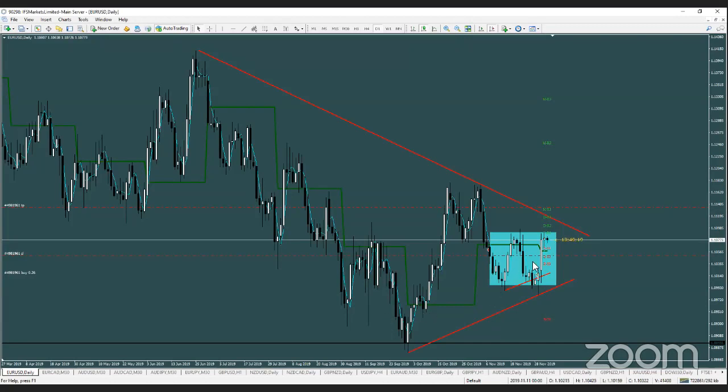And it is important that we took out this low, because what that does is provide liquidity for the buyers. And as you can see, there it is. That liquidity was found, and they took it straight back to the top of the range. So retracement here, and then I'm looking for a long.